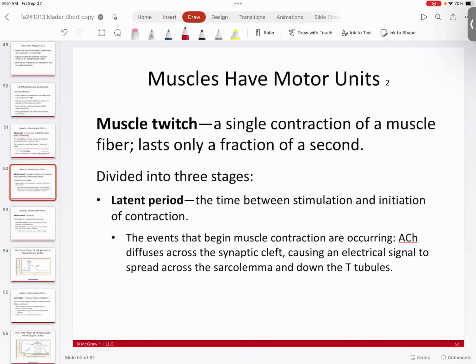Then we get to muscle twitch. This is a single contraction of a muscle fiber. It lasts only a fraction of a second, but we have three different periods that we can divide it into. First one is what's called the latent period. This is the time between stimulation and the actual contraction initiation. During this point, the acetylcholine is diffusing across the synaptic cleft. The electric signal is galloping across the sarcolemma and down the T-tubule. So that's what's happening in the latent period.